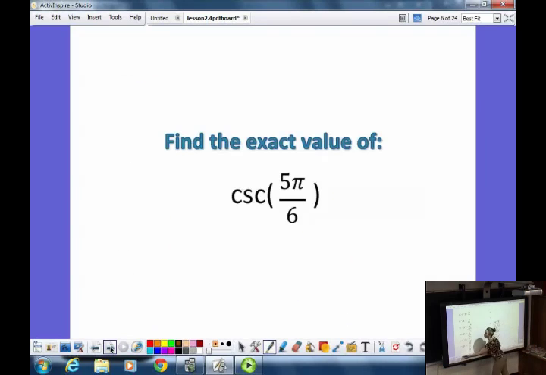All right. So, I want you to discuss in your groups. You don't have to find a solution. I just want you to discuss how you would solve this equation. How would you find the exact value of cosecant of 5 pi over 6?